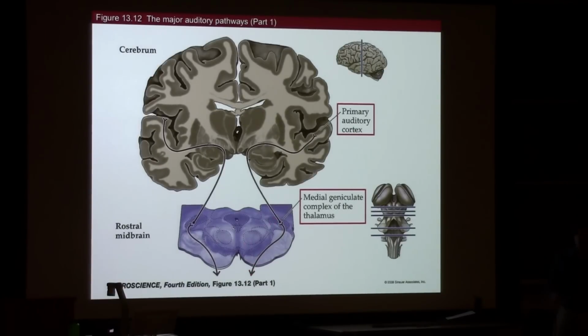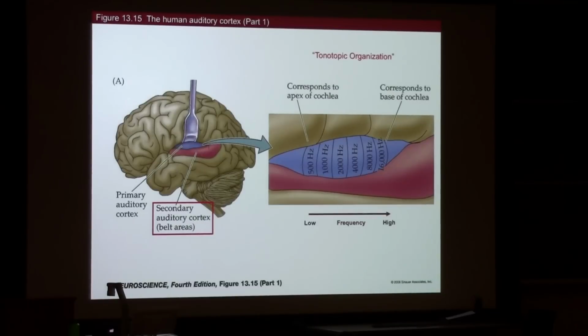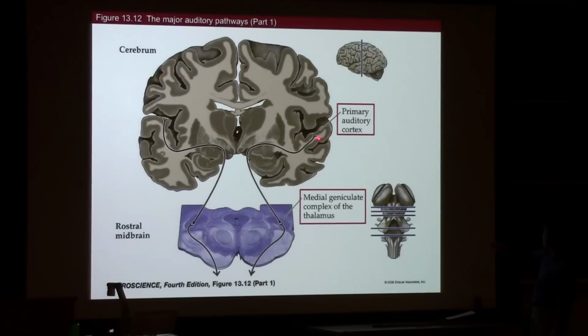Okay, thank you. Now in the cortex, we jump a couple of stages. We jump into the primary auditory cortex, right here, the first stage where auditory information reaches the cortex. The cortex is big, and there are secondary, third, fourth areas and so on, but we haven't gotten there yet.